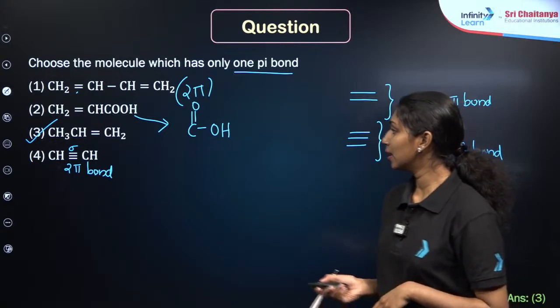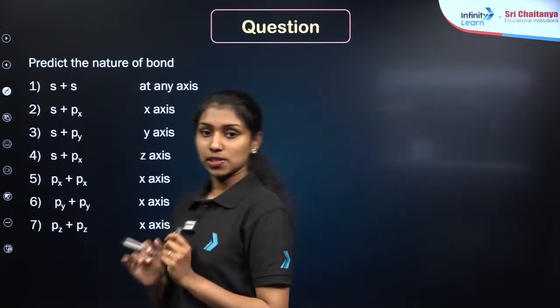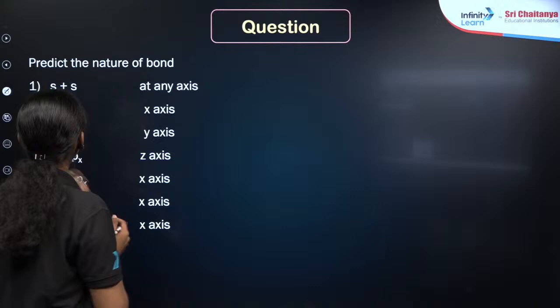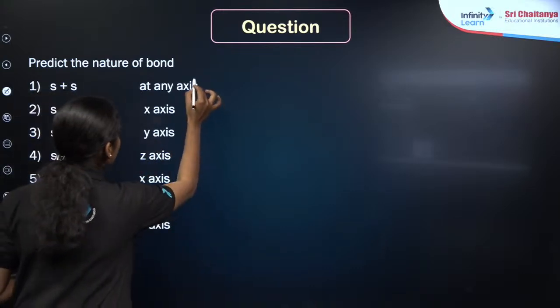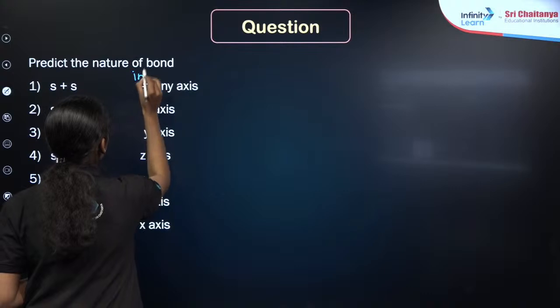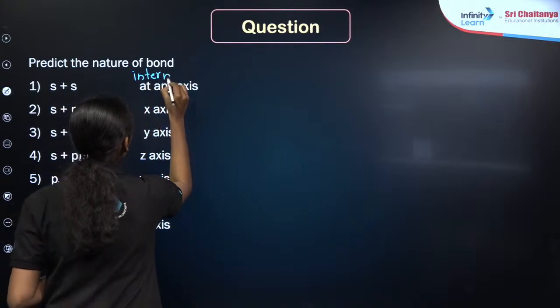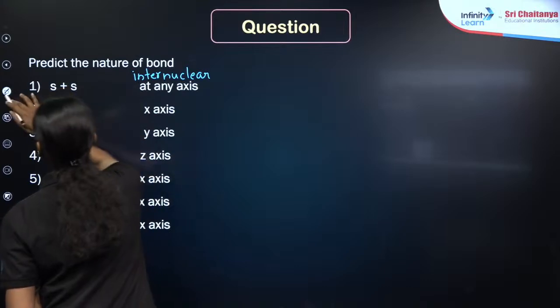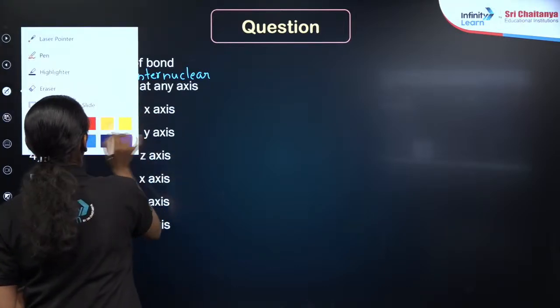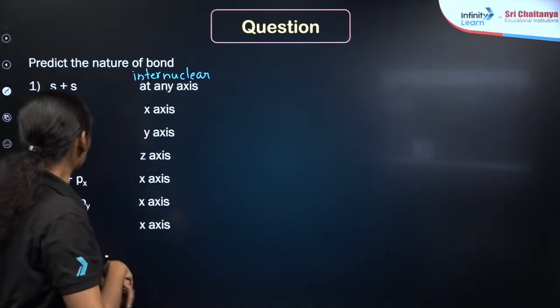Okay, this is the next question. Predict the nature of the bond, and it is given the type of orbitals, and this axis will represent the internuclear axis. You have to predict the bond, whether it is a sigma or pi bond.